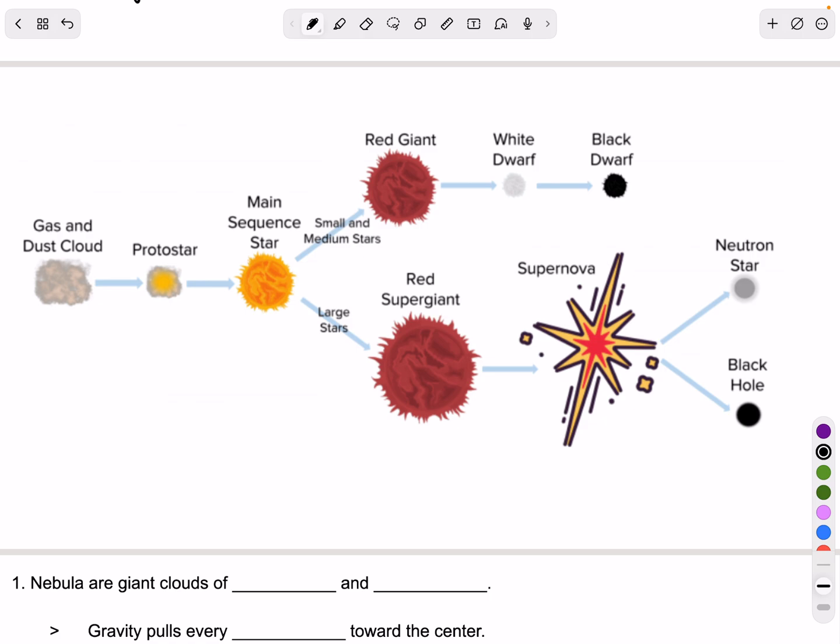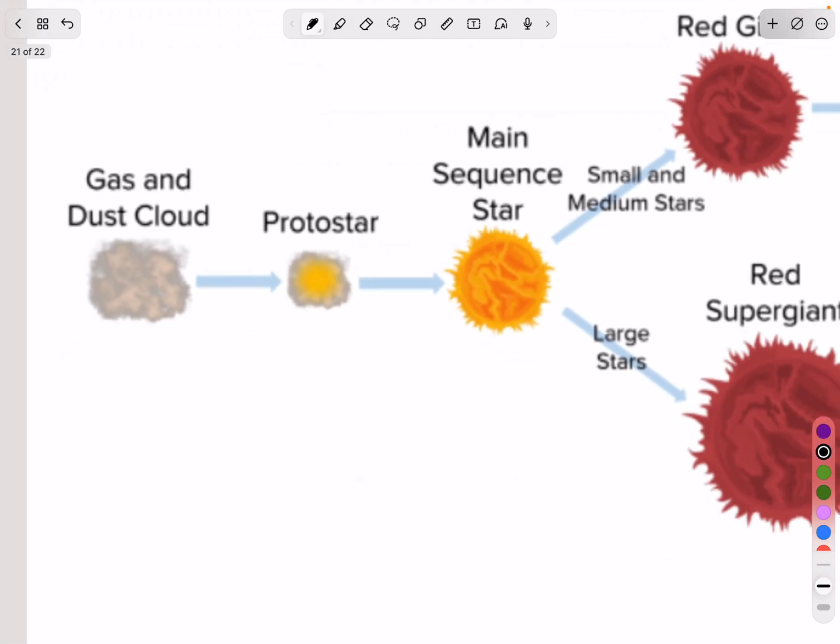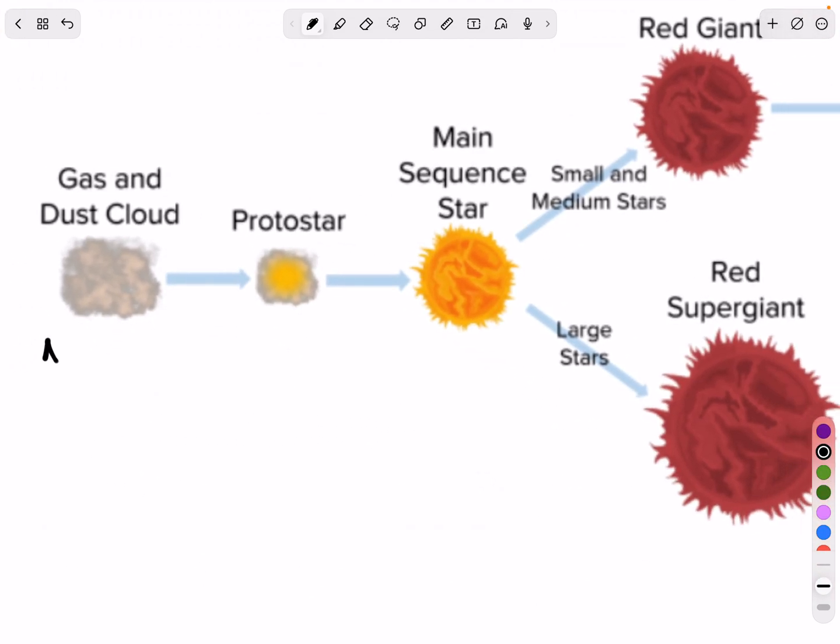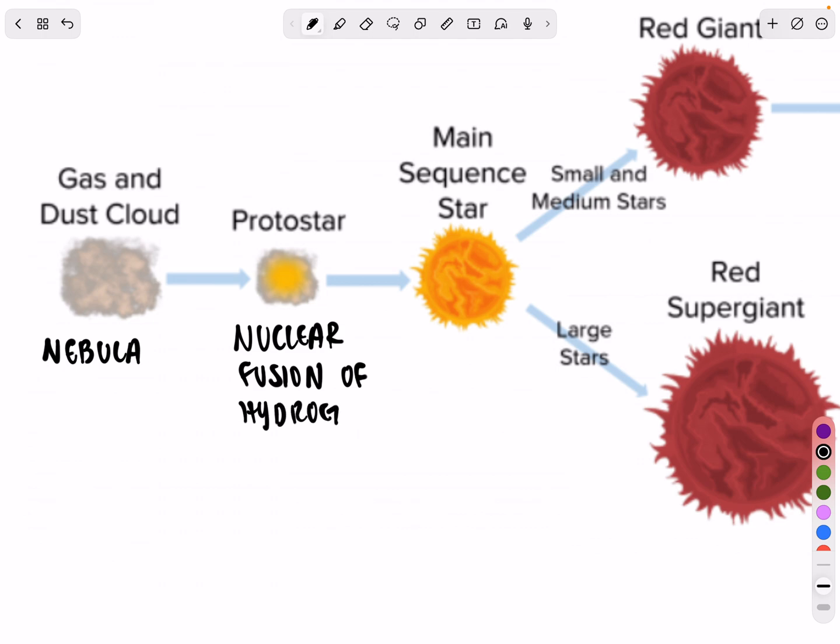This is, in fact, the life and death of a star. And so here is everything that you need to know about the life cycle of a star. We start as a gas and dust cloud, which is known as a nebula. And this gas and dust cloud then turns into a protostar. And that protostar, this is where nuclear fusion occurs. Nuclear fusion of hydrogen is when everything combines together. So we think of this as a combination phase. Nuclear fusion occurs in that protostar.